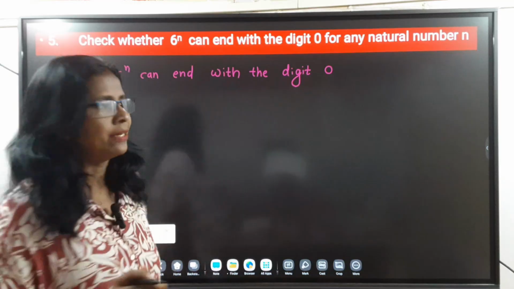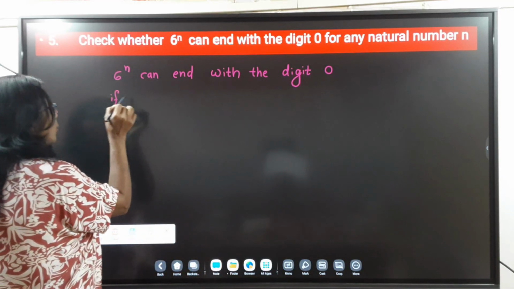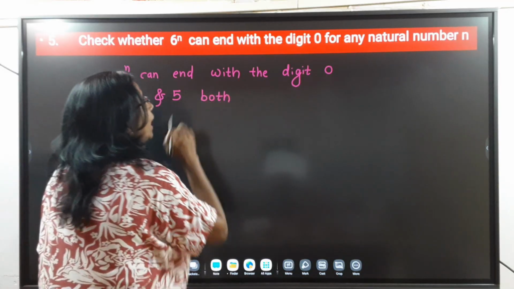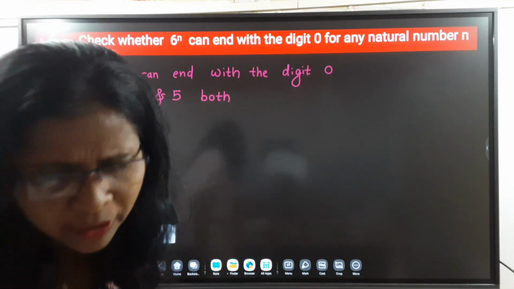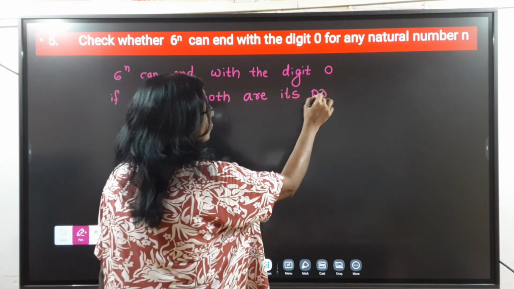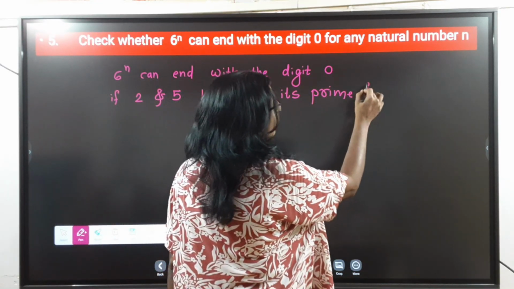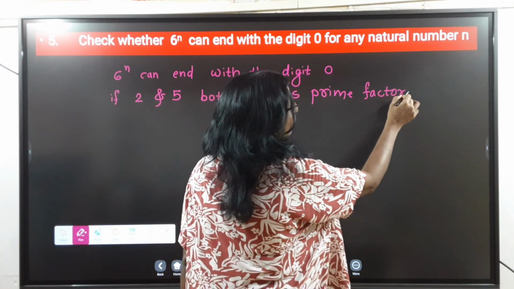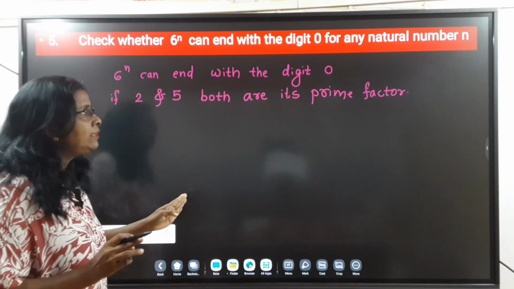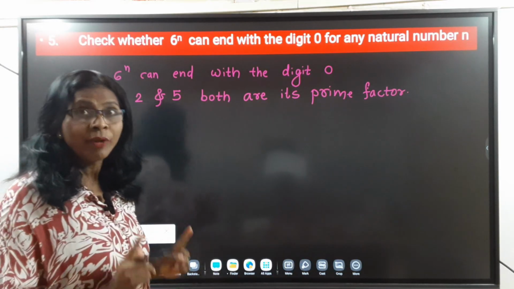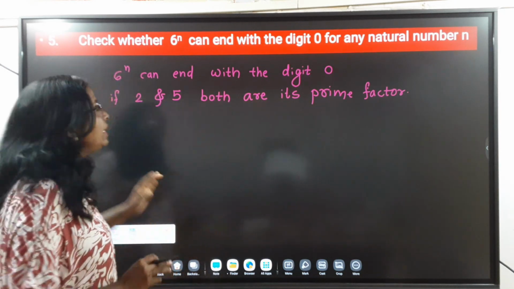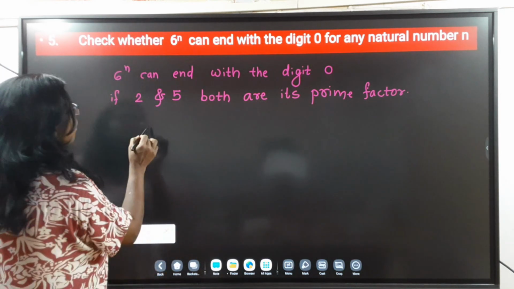If 2 and 5 both are its prime factors, then this condition is applicable. That is, 6 raised to n can end with the digit 0 only when 2 and 5 both are its prime factors. Otherwise not. But here the number is 6 raised to n.